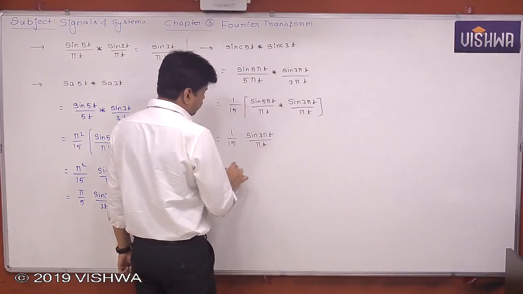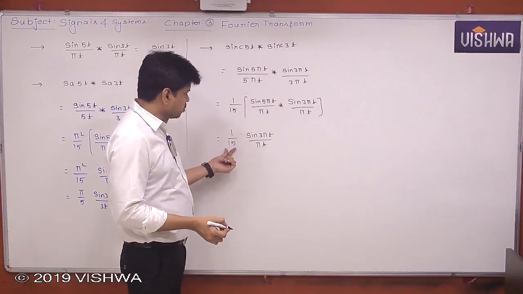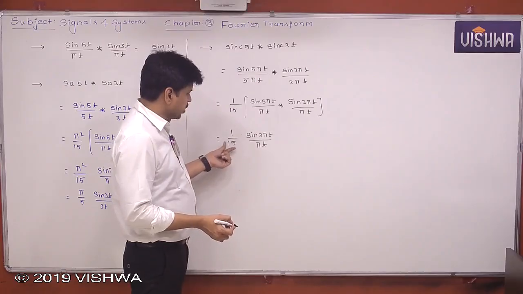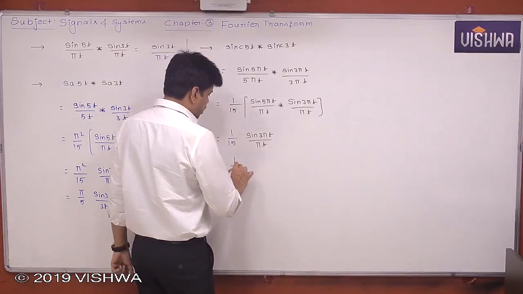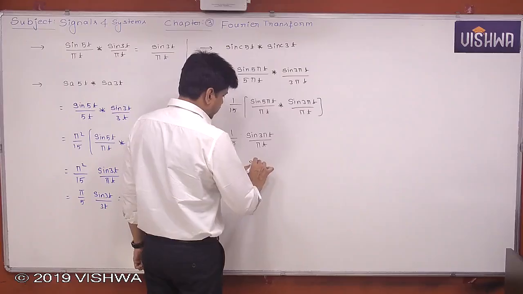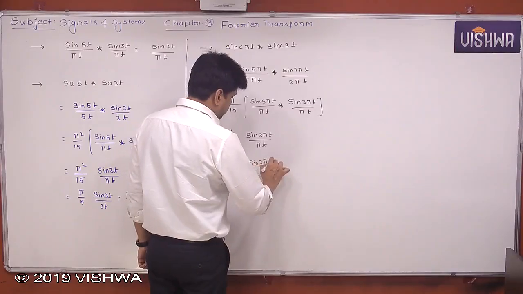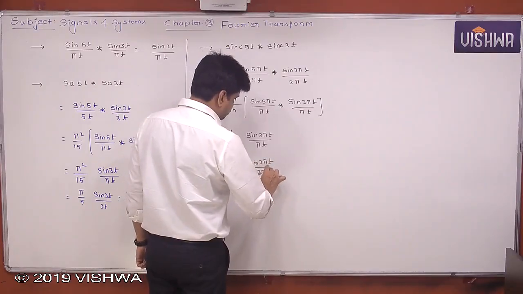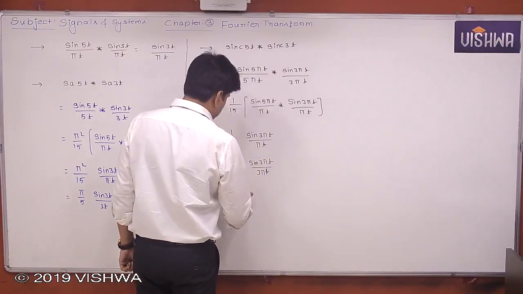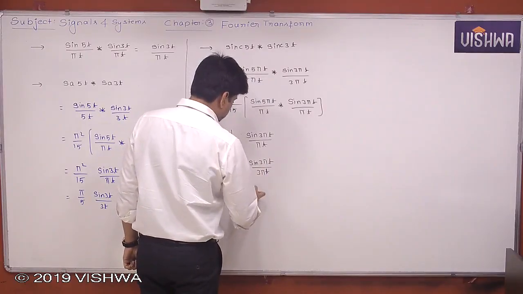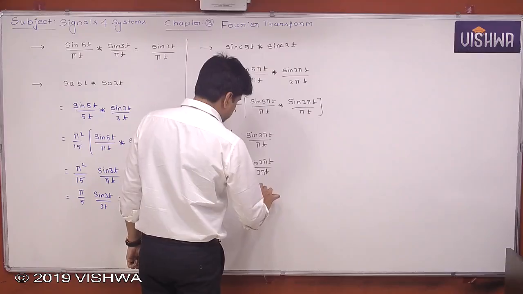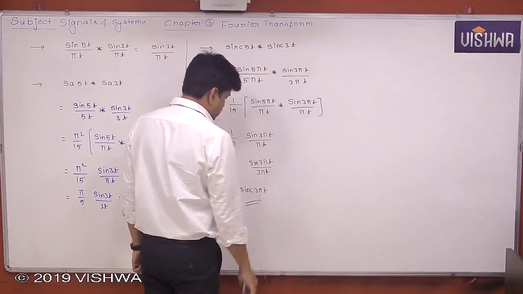I want it in the form of sinc. So then what can we do? This 15 can be written as 3 into 5. So bring this 3 here. So 1 by 5 sine 3 pi t by 3 pi t. So this is going to be sinc. So 1 by 5 sinc 3 pi t. That is what the answer is.